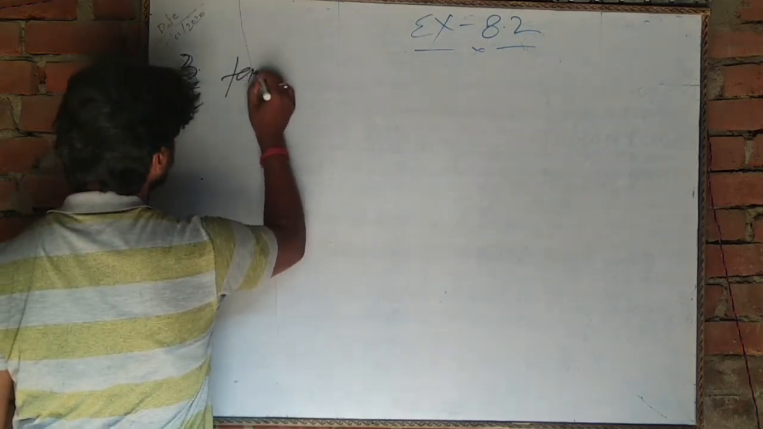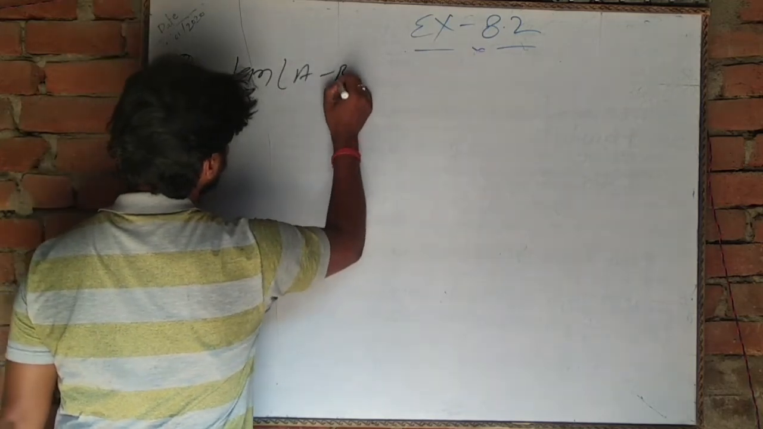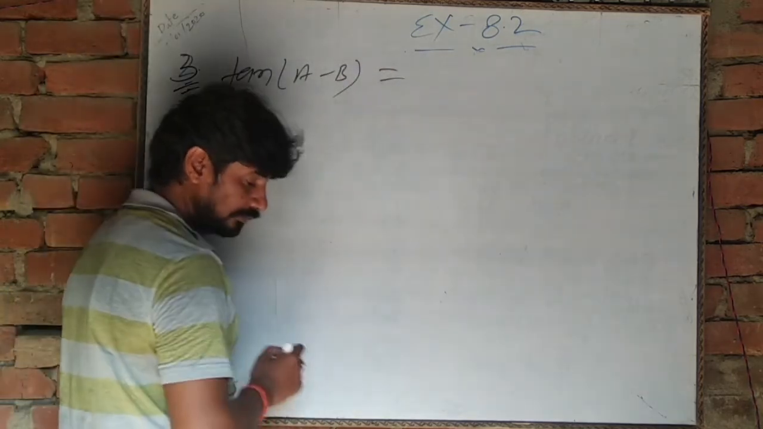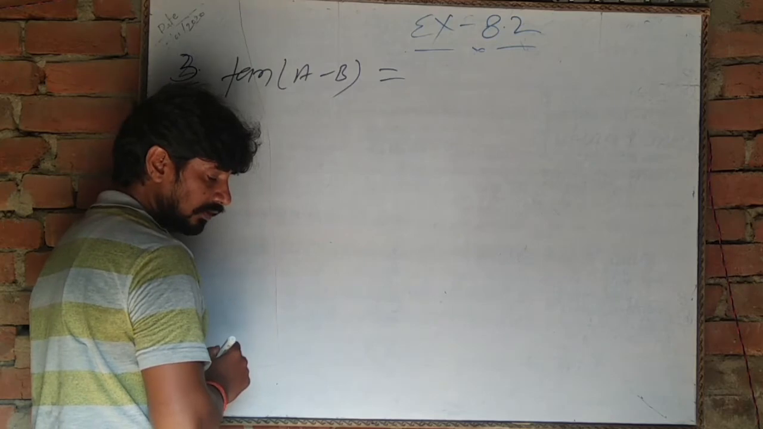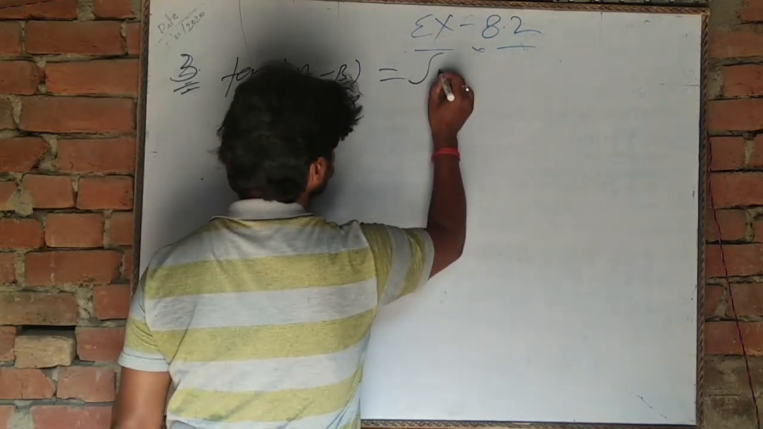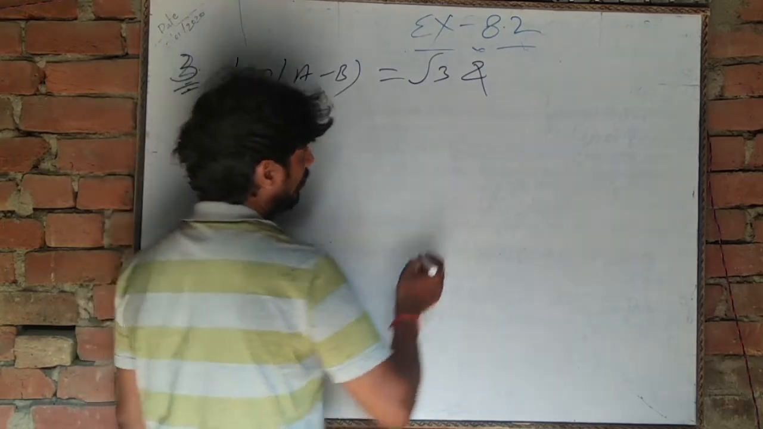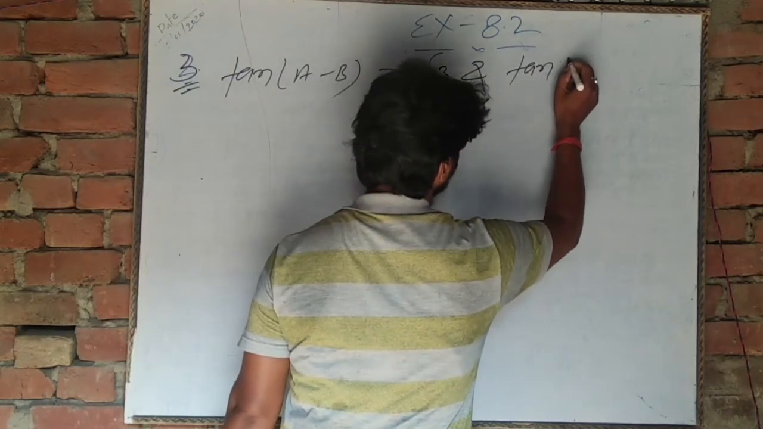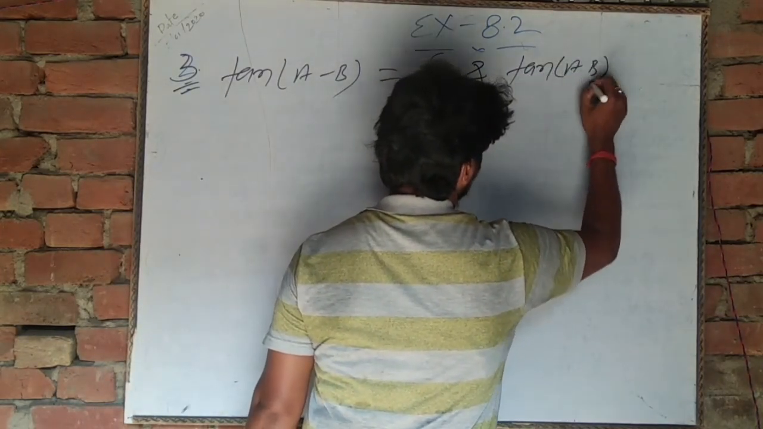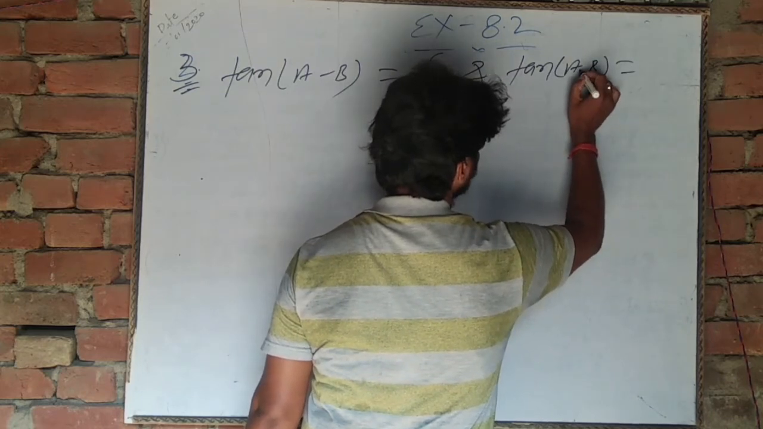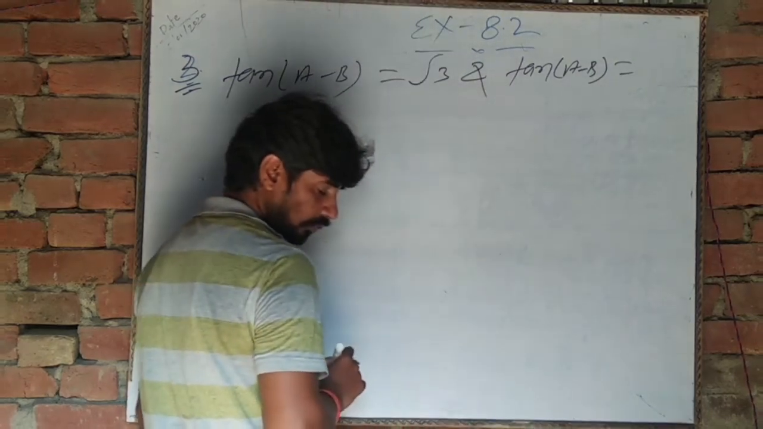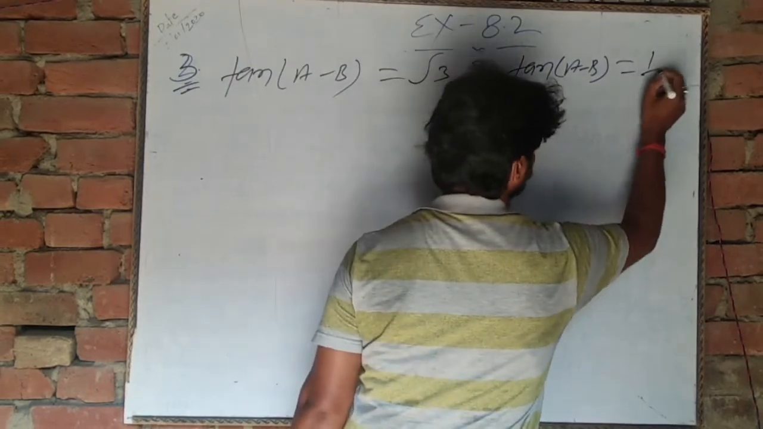We will write here tan(A plus B) equal to root 3 and tan(A minus B) equal to 1 by root 3.